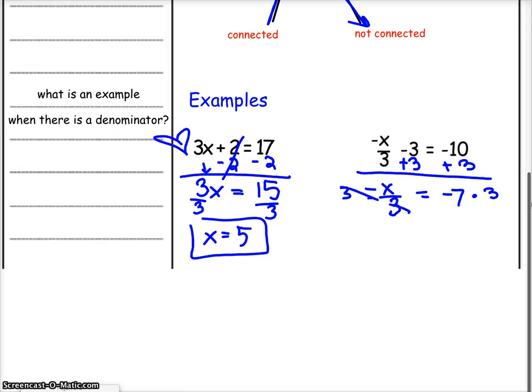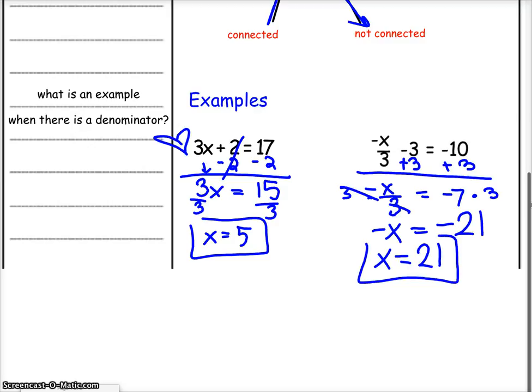That cancels the 3 up. Now I'm left with negative x equals negative 21. Now get rid of the negative. When you get rid of the negative, you change the sign of everything. X is 21.